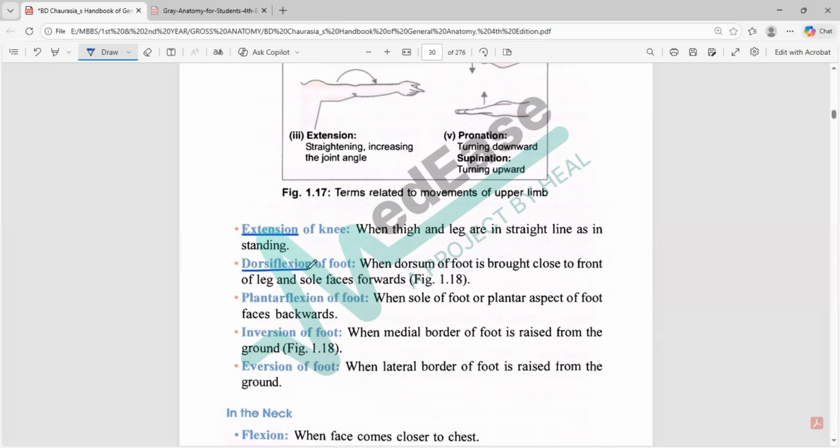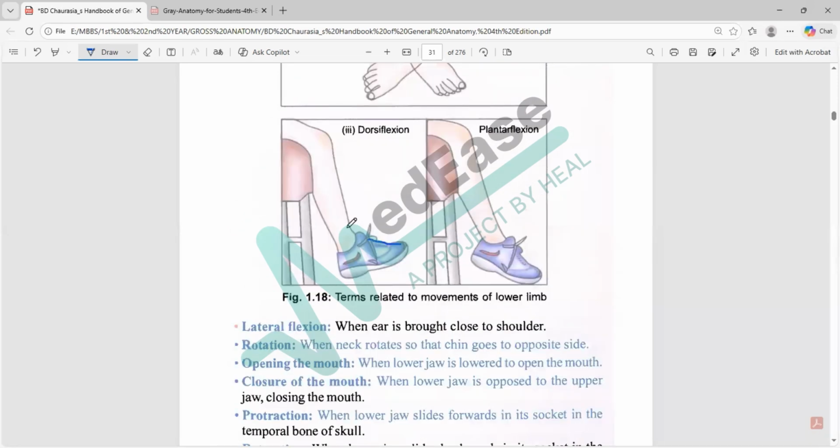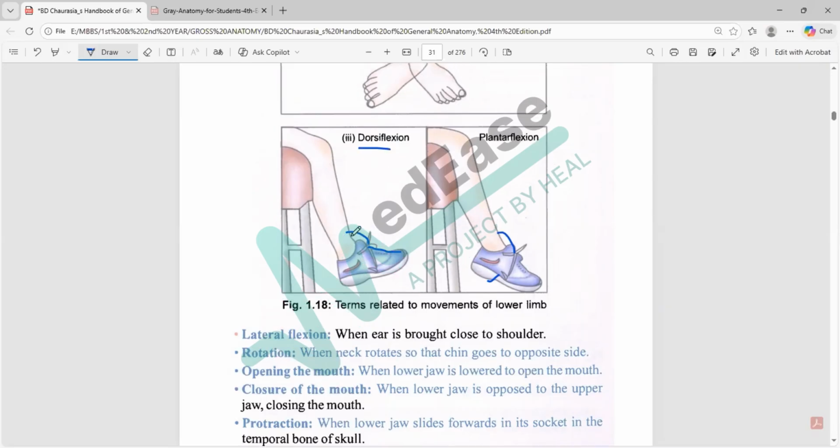Then we have the dorsiflexion of the foot, which means the region opposite to the sole of the foot, which we call the dorsum, is moved closer to the leg. This is the dorsiflexion. Let me show you a diagram. Here you can see the dorsum of the foot being brought close to the leg. This is the dorsiflexion. But when the front or the dorsum of the foot is moved away, this is known as the plantar flexion, because now we have the sole moving downwards. With the heel being dragged upwards for the dorsiflexion, the heel will be dragged downwards for the plantar flexion.